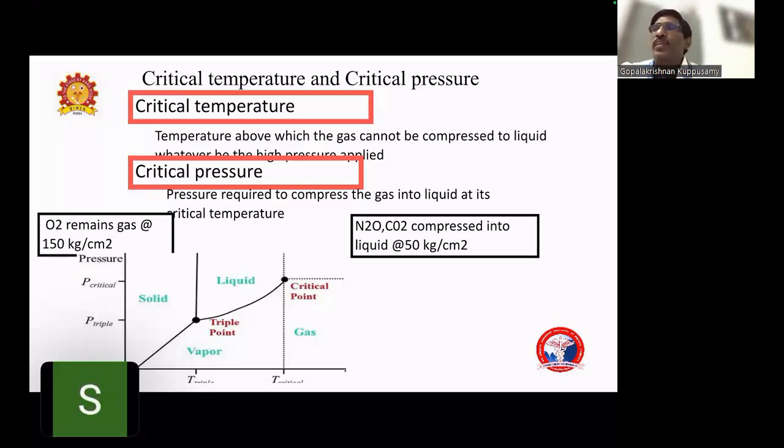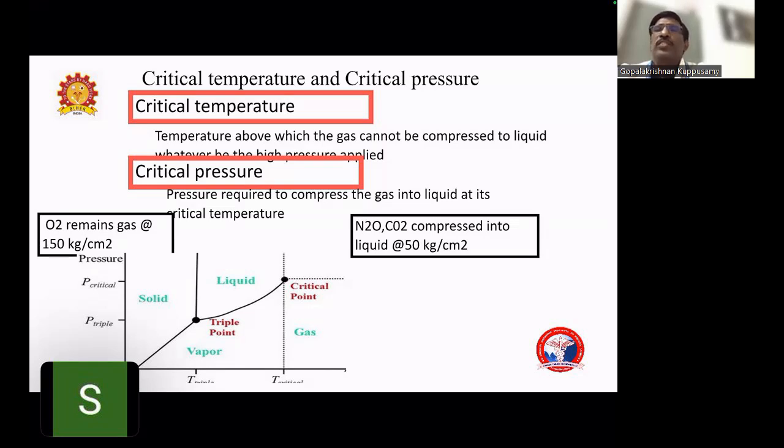Now coming to the concept of critical temperature and critical pressure. Critical temperature is the temperature above which the gas cannot be liquefied, whatever be the high pressure applied. We know a gas will get liquefied on compression, but not beyond a particular temperature. What about the critical pressure? It is the pressure required to compress the gas into the liquid state at its critical temperature.